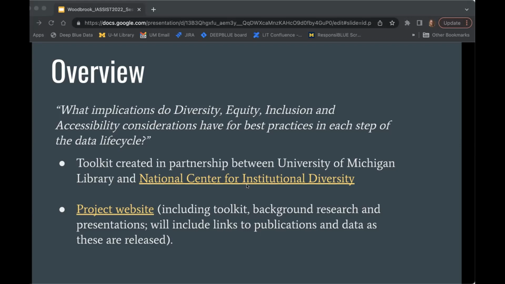And so that was the framework we decided to use for our project and thought would be most useful. I'll have the lifecycle that we used a little bit later. But the overarching question shaping our project was, what implications do diversity, equity, inclusion, and accessibility considerations have for best practices in each step of the data lifecycle?